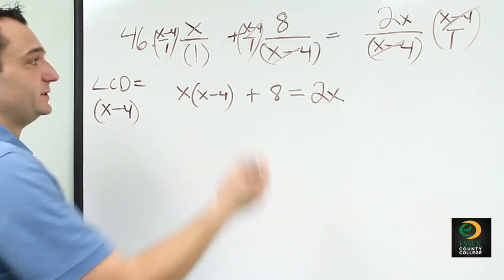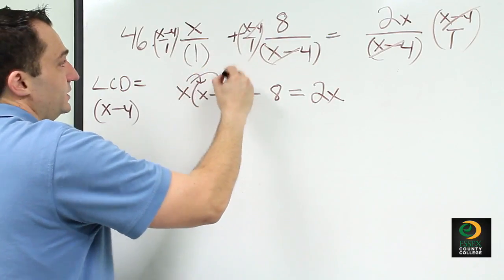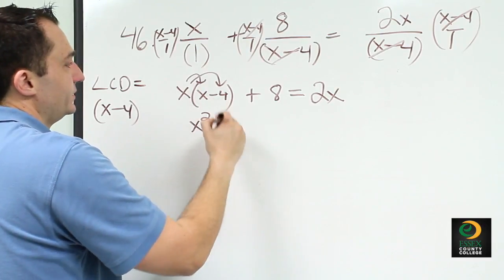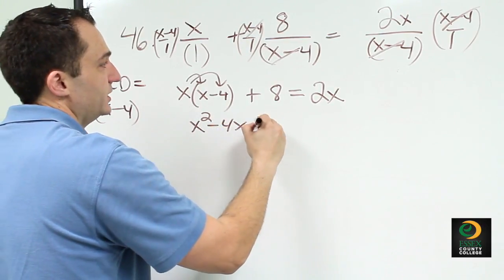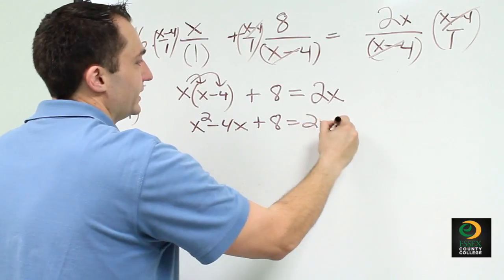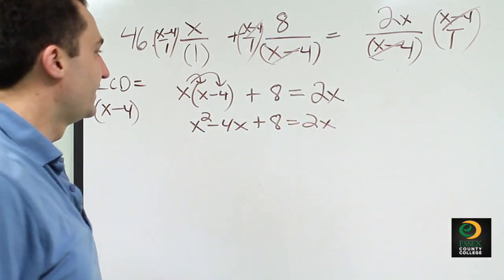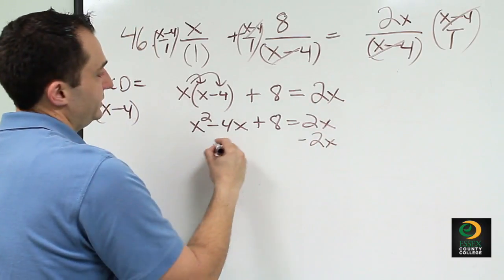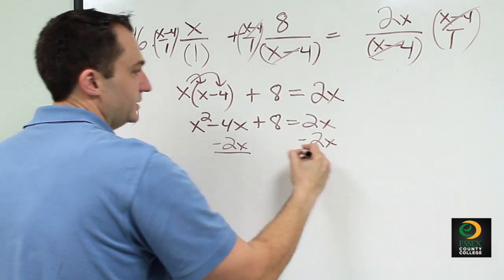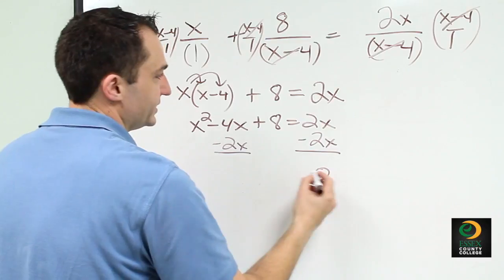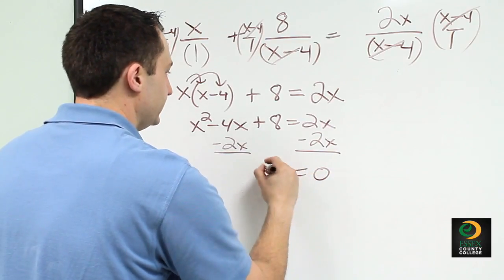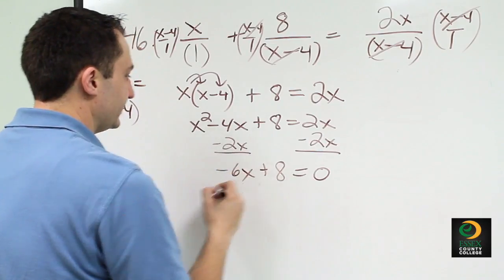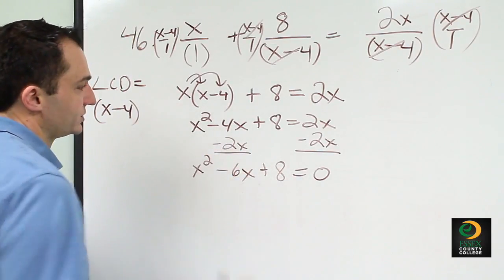Our next step would be to distribute this x to both of the terms. So x times x is x squared minus 4x plus 8 equals 2x. Our next step would be to factor this, and in order to do that, we have to move the 2x to the other side of the equation. So we have 0 on the right hand side. 0 is equal to 8 plus negative 4x minus 2x is negative 6x and x squared.